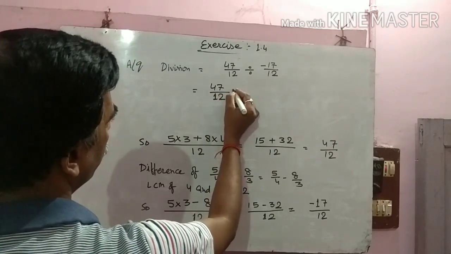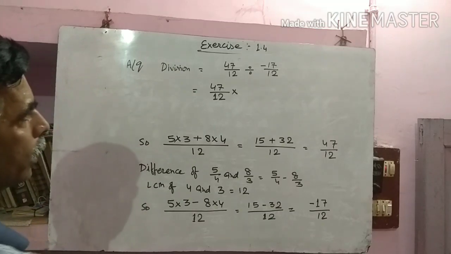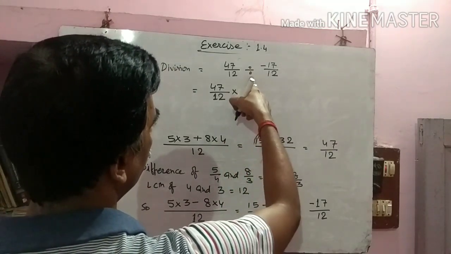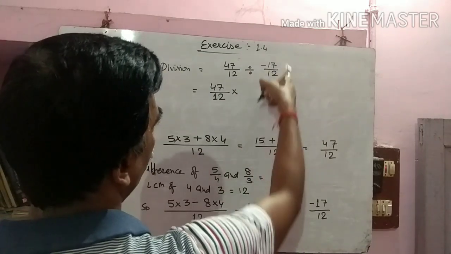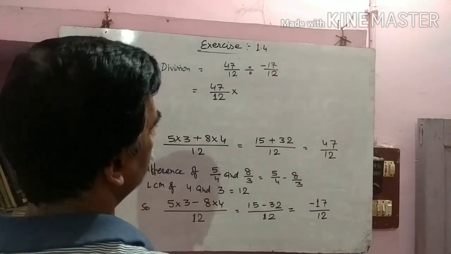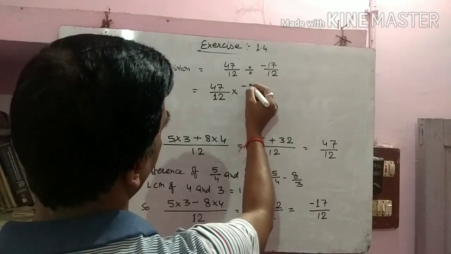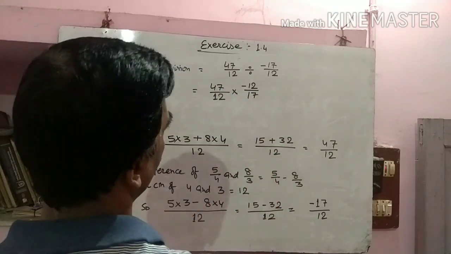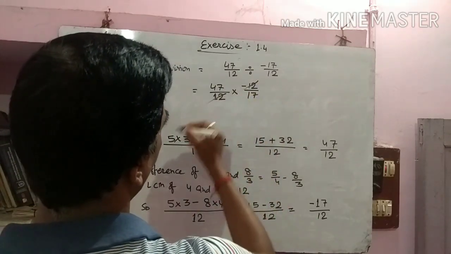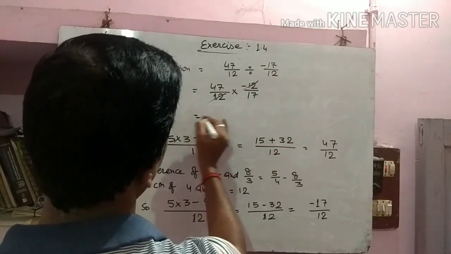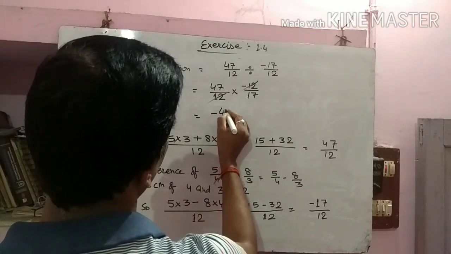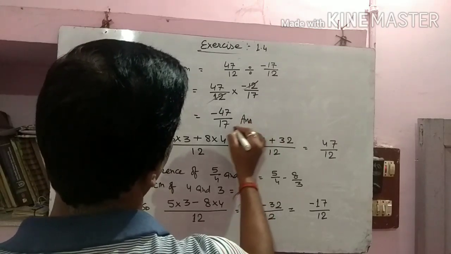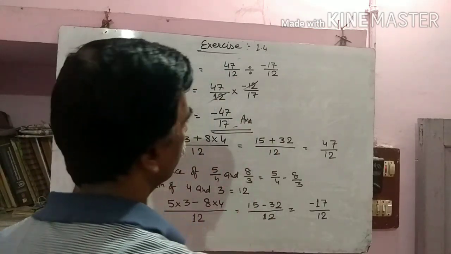You have seen this in many questions. In solving this type of question, the sign of division becomes the sign of multiplication, and the value on the right side becomes its reciprocal. So it becomes minus 12 by 17. Then 12 and 12 are going to cancel. And finally what will we get? Minus 47 by 17. So this is the answer. Okay, write this one also.